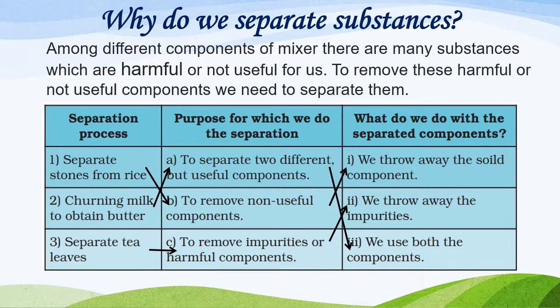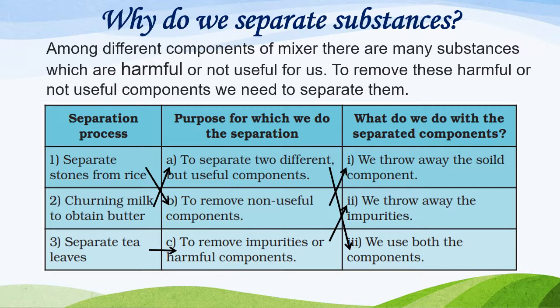Now we'll see what we do with the separated components. First is separation of stones from rice. We separate stones from rice, but what do we do with the stones? For this, which option is correct? We throw away the solid components, or we throw away the impurities, or we use both the components? No, we cannot use both the components because stone is a non-useful component, as we see in the second column. So for this, the first is perfect.